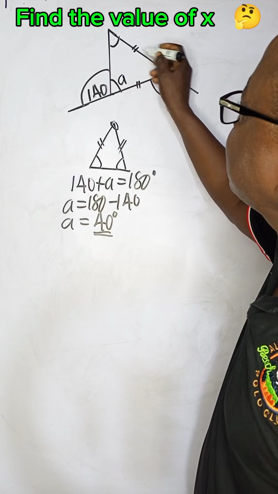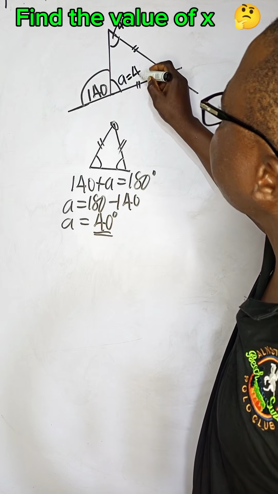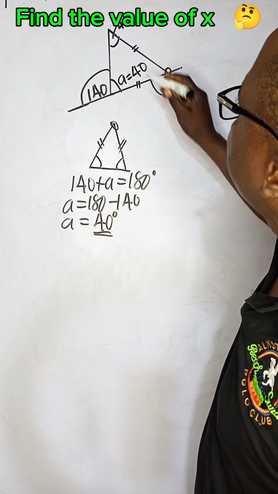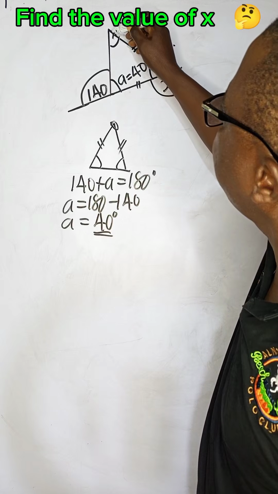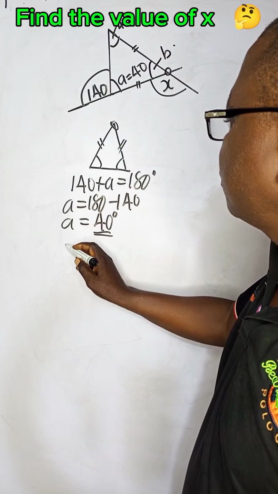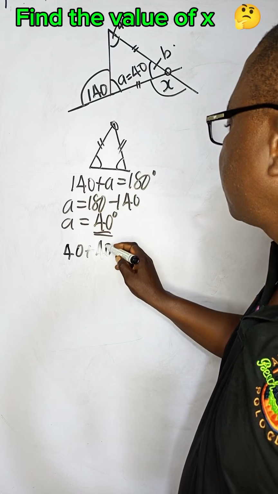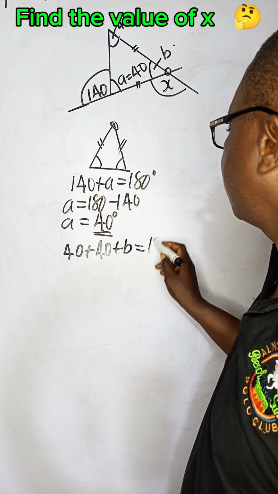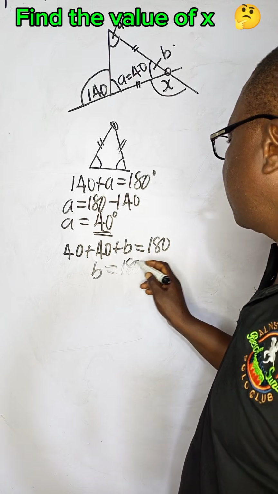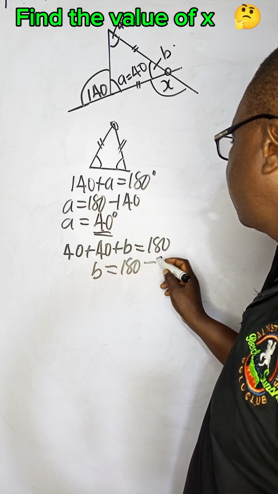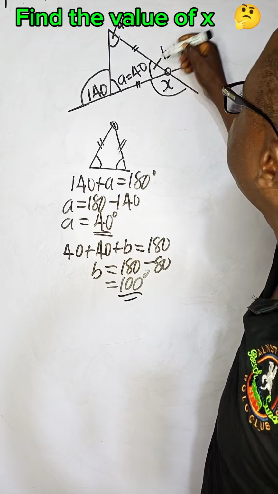Since this is an isosceles triangle, we expect this one also to be 40 degrees. So this angle is 40 degrees, this angle is 40 degrees. What about this one now? Angle B. Remember, it is part of the interior angles of that triangle. We expect the sum of all the interior angles of a triangle to be 180 degrees. So the value of B will be 180 minus this sum, 80. That gives us 100 degrees. So this angle is 100 degrees.